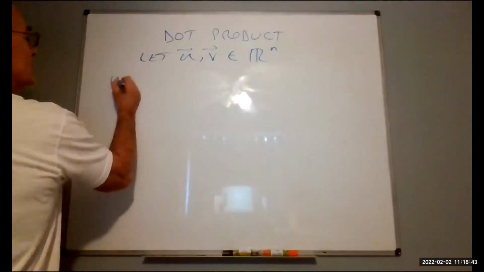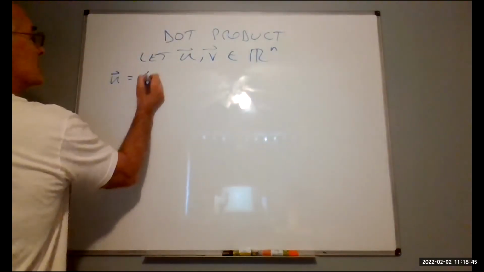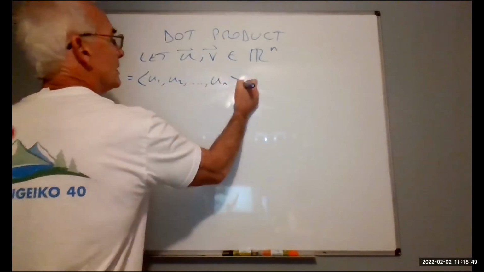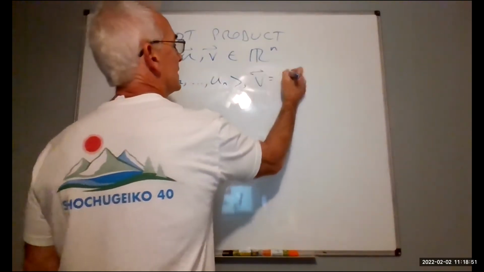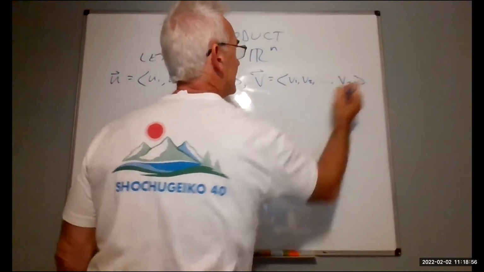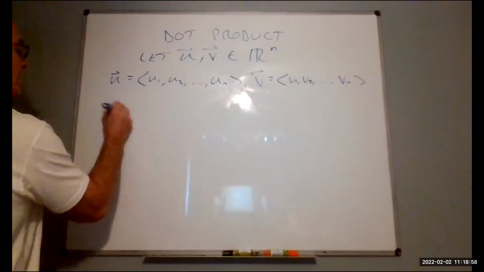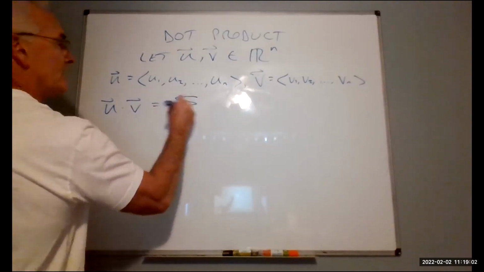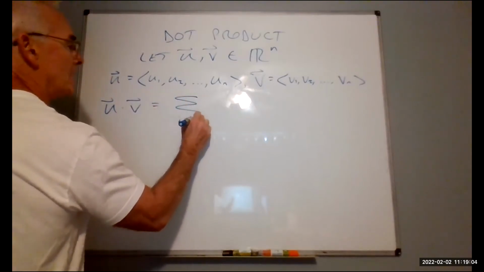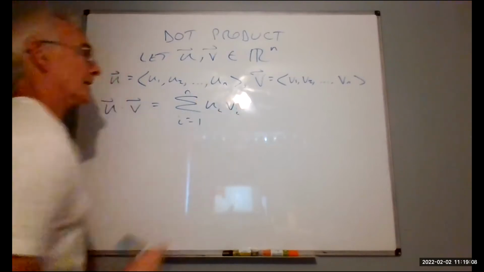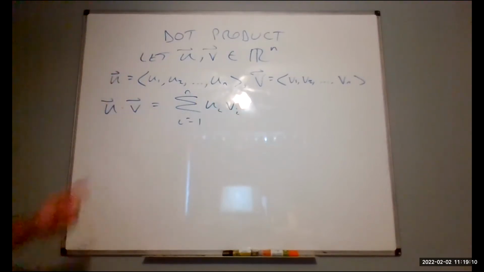So vector U is U1, U2, Un. Vector V is V1, V2, Vn. And we're now going to define U dot V. U dot V is defined to be the sum from i equals 1 to n of UiVi. That's it. That's the formal definition.